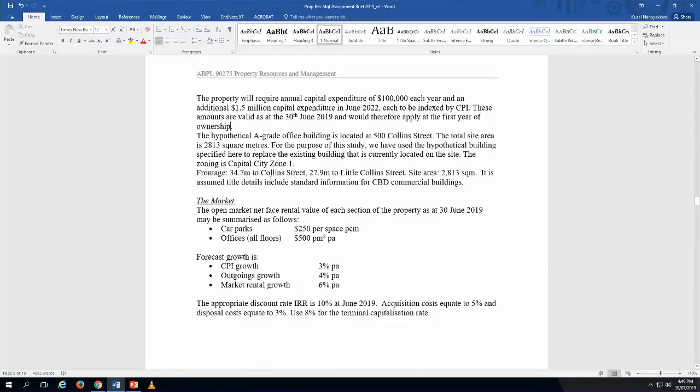The zoning is Capital City Zone 1. Frontage 34.7 meters to Collins Street, 27.9 meters to Little Collins Street. Site area is 2,813 square meters. It is assumed title details include standard information for a CBD commercial building.